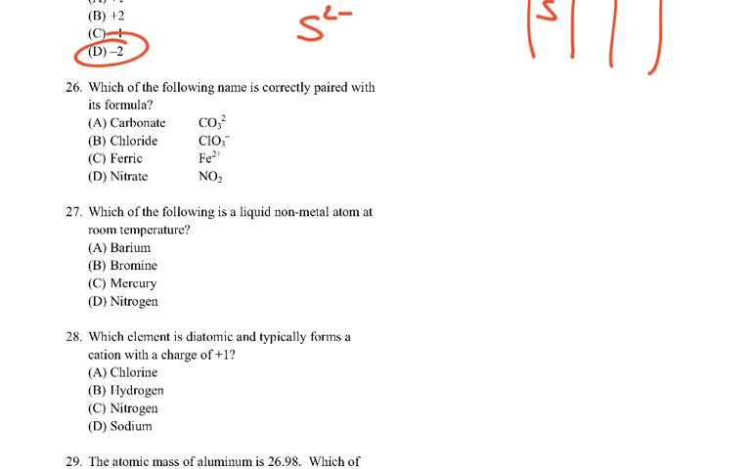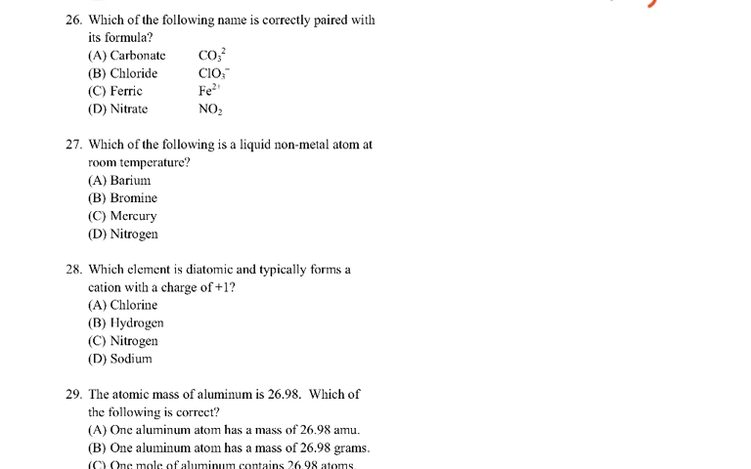Which of the following names is correctly paired with its formula? Okay, knowing our ions, carbonate, that's good. That is chlorate, and that says chloride, so that is wrong. Or which is correctly paired? Uh-oh, correctly paired. I almost did it wrong. So answer A is our correct answer.